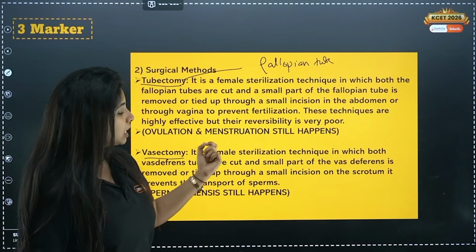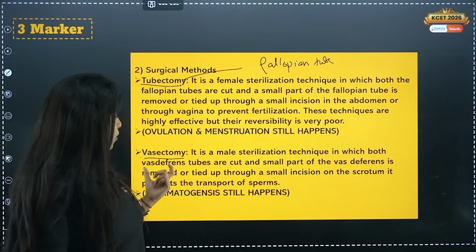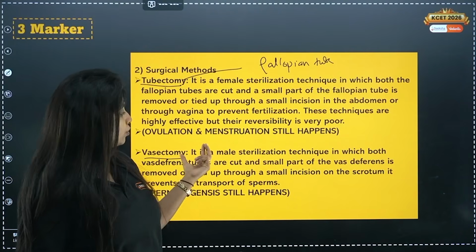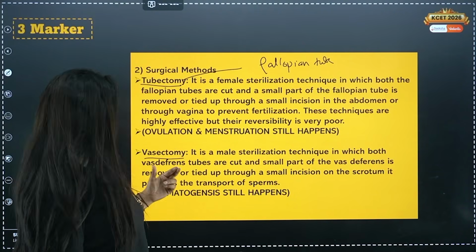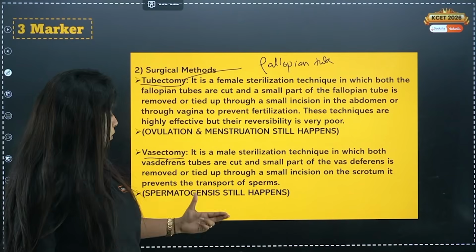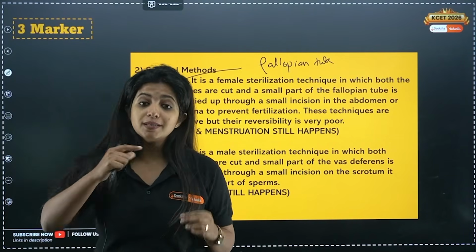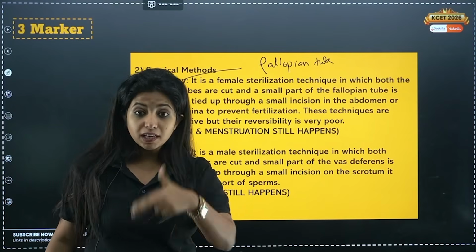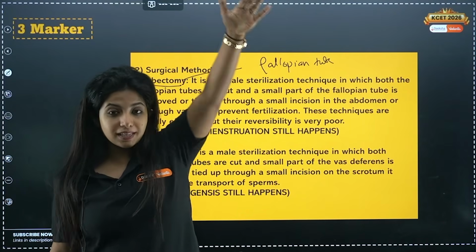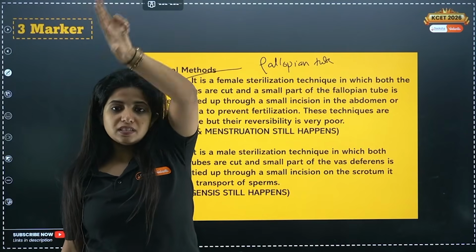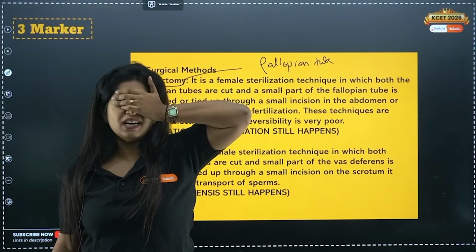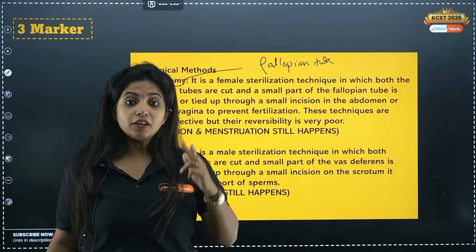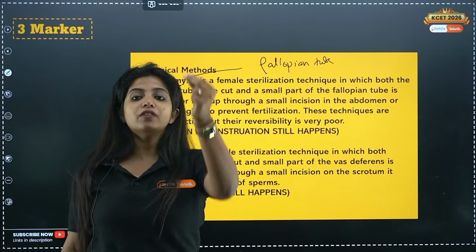Cool. Now vasectomy. It is a male sterilization technique in which both vas deferens tubes are cut and a small part of the vas deferens is removed or tied up through a small incision on the scrotum. It prevents the transport of sperms. Here also, the vas deferens is the key. Rete testis, vasa efferentia, epididymis, then vas deferens. The vas deferens is the one that transfers sperm towards the uterus, not the uterus, sorry, the urinary bladder. In the male there is no uterus. So if I cut it and tie it up, again the sperm will not be able to move.